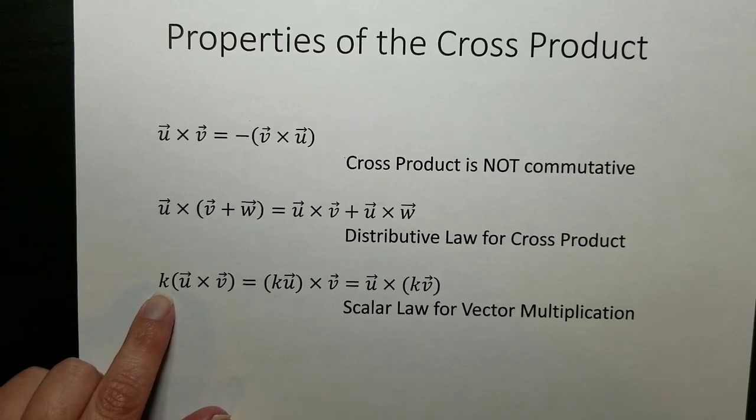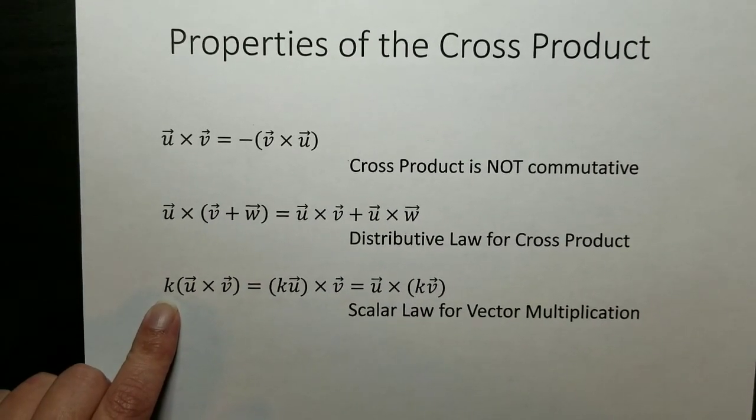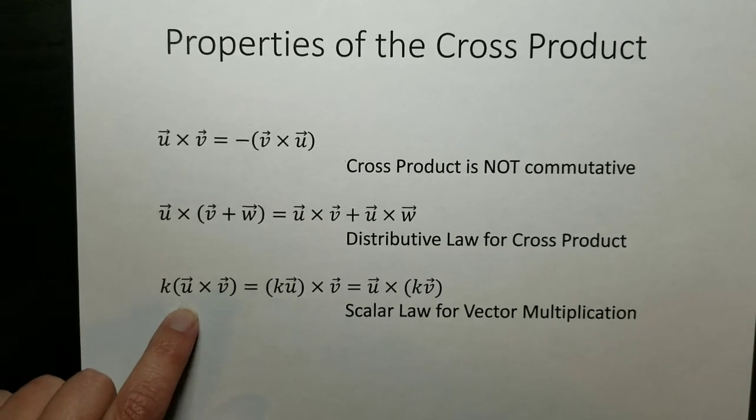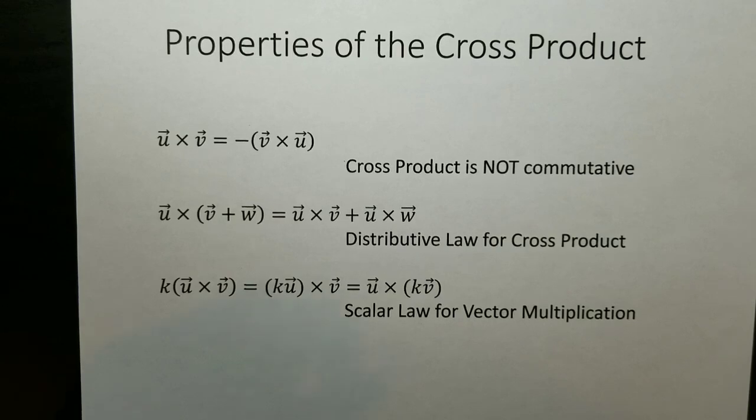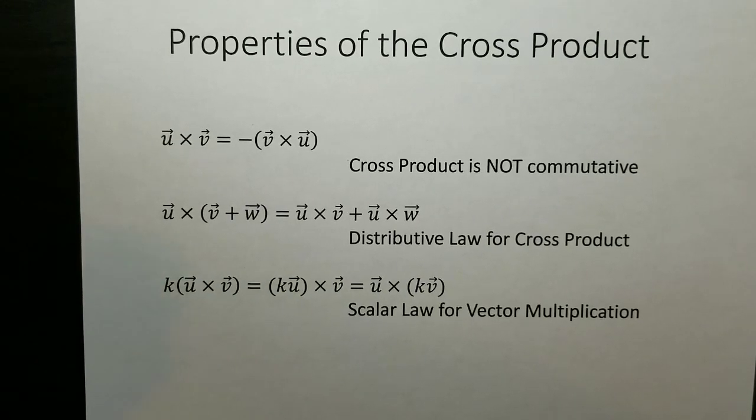Again, the scalar multiplication, that K value can be multiplied by either vector or by the final answer. You will just end up with a factor of K either with all of your U components or with all of your V components, or you could just do the U's and V's separately and multiply that factor of K in by your final answer.